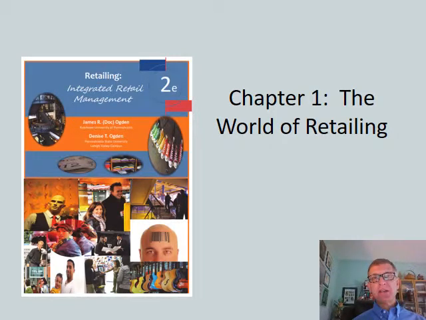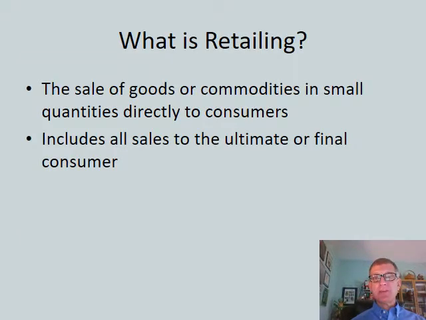So what is retailing? Well, in chapter one, we're going to see a little bit about what retailing means and what it is in the context of business. So let's go ahead and start with that very question, get that first concept out of the way. What's retailing? It's selling goods or commodities in small quantities directly to consumers. And that includes all the sales to the ultimate or final consumer. So it's not sold to a middleman or something like that. It's sold to the end user.